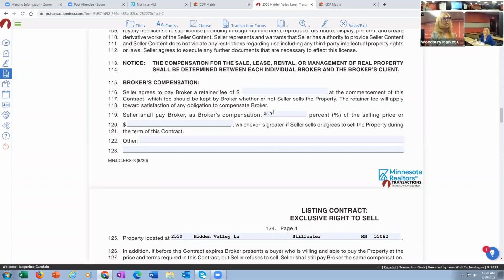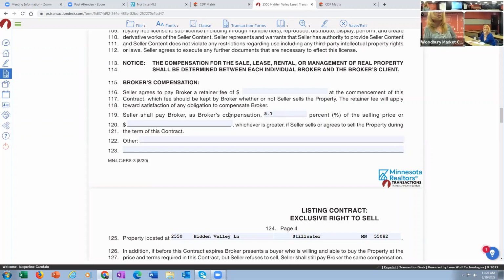Seller pays the brokerage, which is the selling agent commission and the buying agent commission. So this one is family. Family or referral partners, I do 5.7. Typically I charge 6. I know some agents charge more, some do less, but I'm usually anywhere from a 5.5 to a 6, depending on what that client wants.